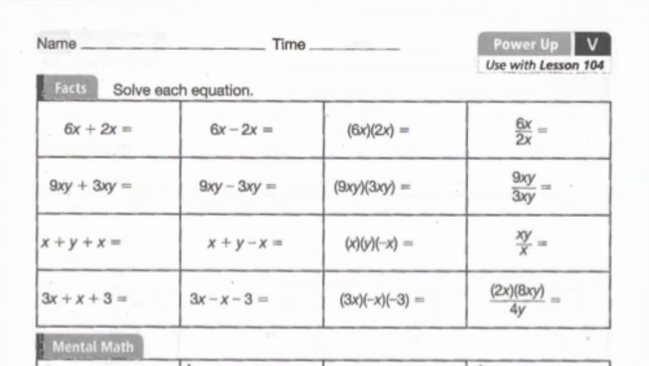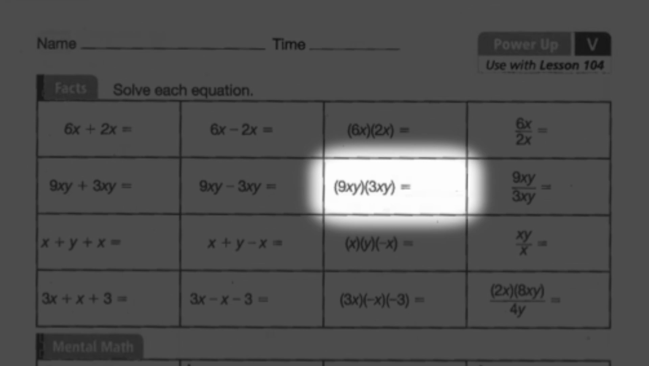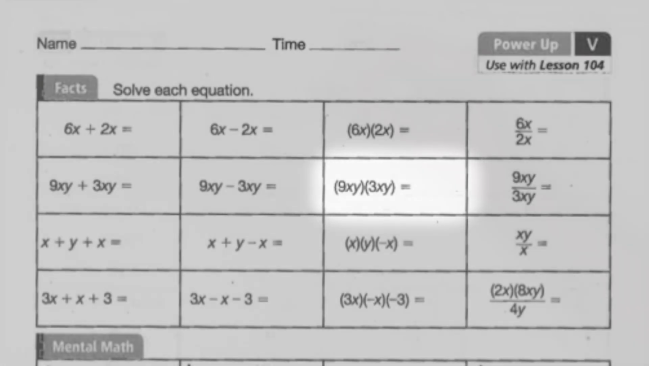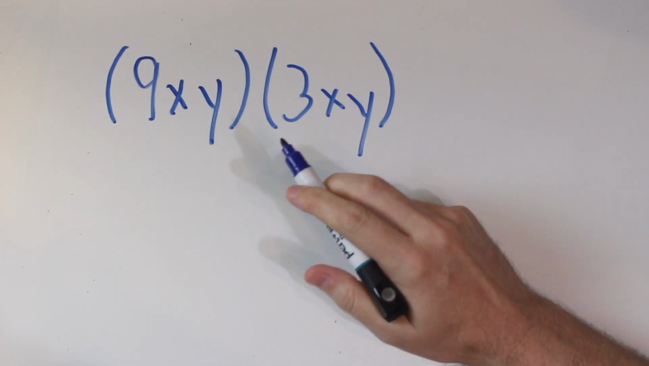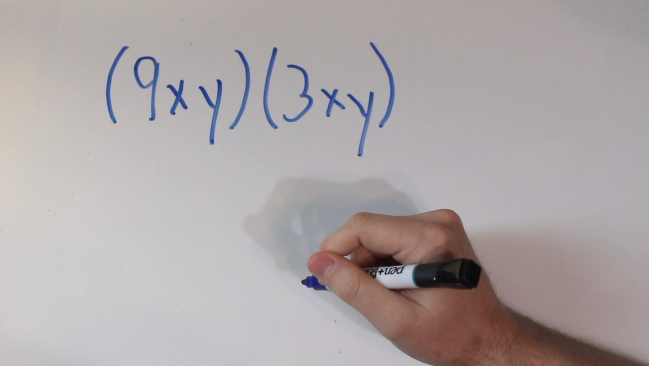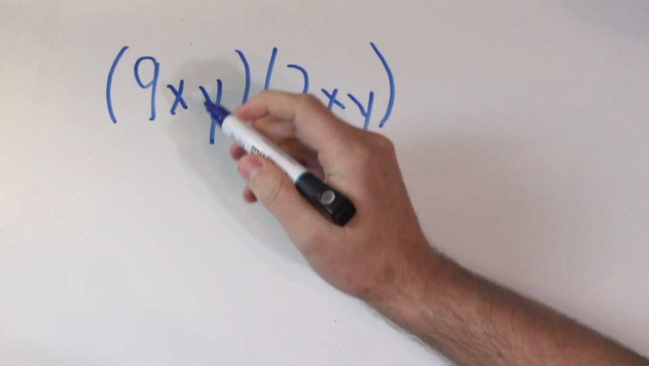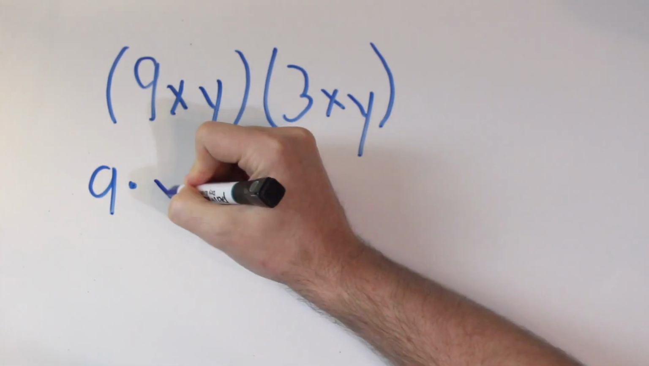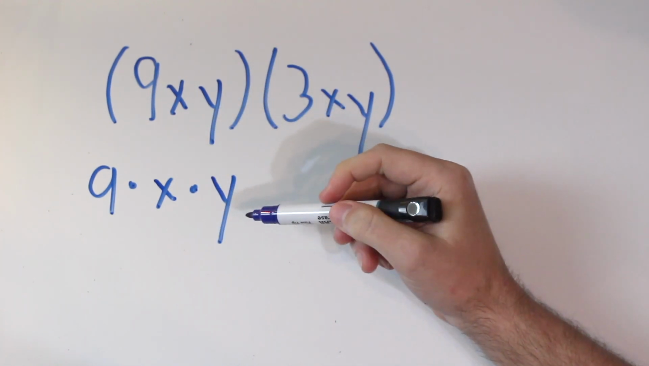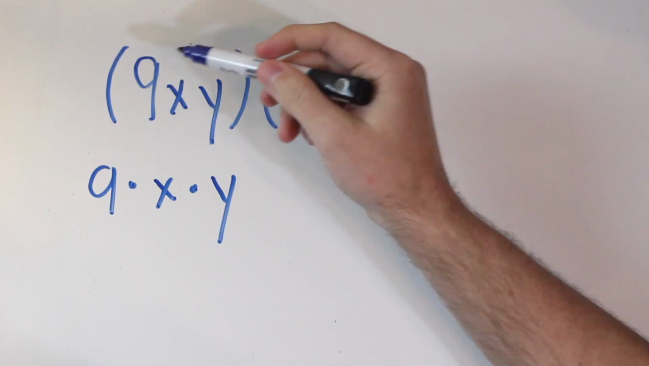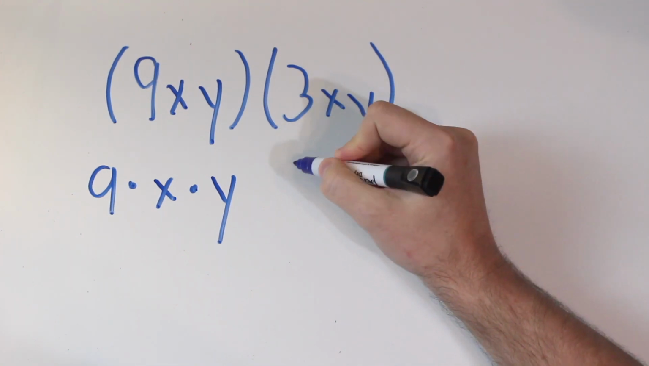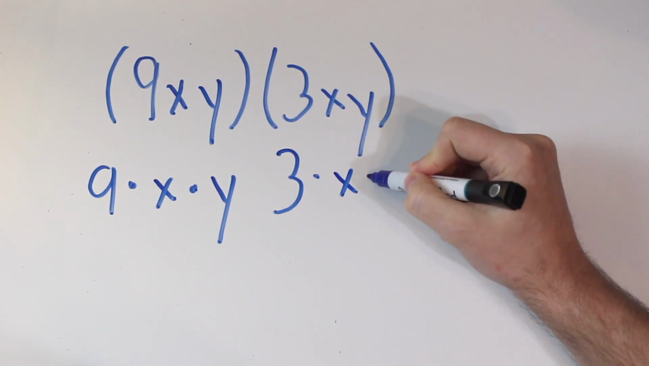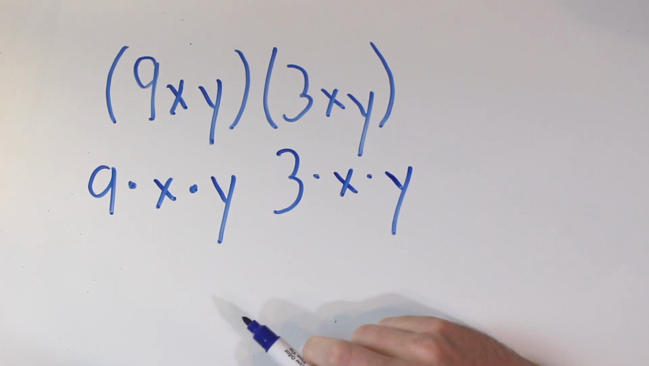Now we have multiplication again. 9xy times 3xy. This time, I'm going to show you a shortcut on how to solve this. You can think of 9xy as being 9 times x times y. So write it that way. You can also think of 3xy as being 3 times x times y. Write it out that way as well.